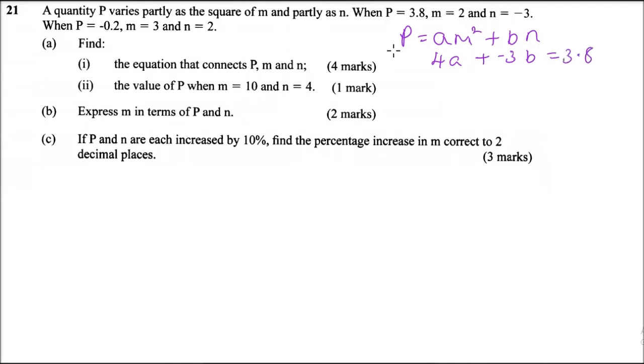Alright, we come to this other one. When m is 3, so we square, 3 squared is 9a. Then we have plus, n is 2, so 2 multiplied by b is equal to the value of P, minus 0.2. So these are simultaneous equations which we can solve using either substitution or elimination method, but the best method is elimination. So we eliminate b by multiplying here by 2 and here by 3, so that we have 6b here.